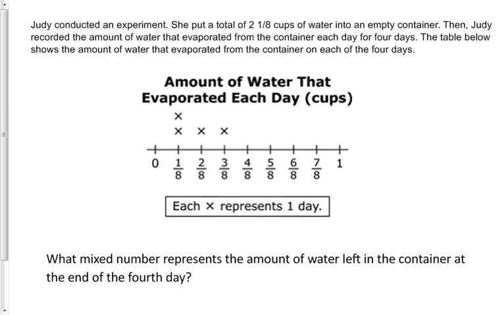Judy conducted an experiment. She put a total of 2 1/8 cups of water into an empty container. Then Judy recorded the amount of water that evaporated from the container each day for 4 days. And now I'm noticing each day for 4 days, I have 1, 2, 3, 4 X's. So there must be 1 for each of the 4 days. The table below, and this is the line plot, shows the amount of water that evaporated from the container on each of the 4 days.